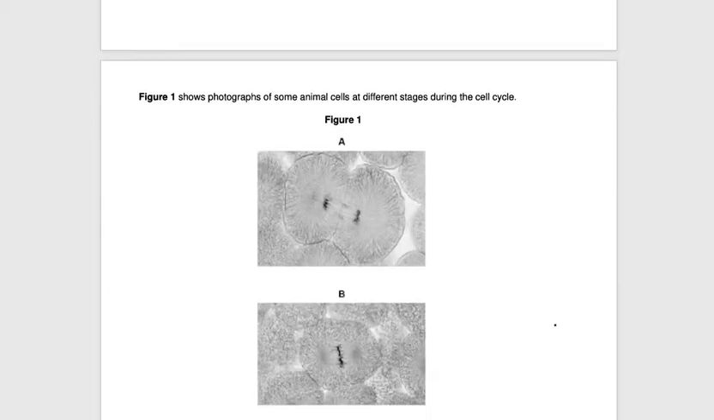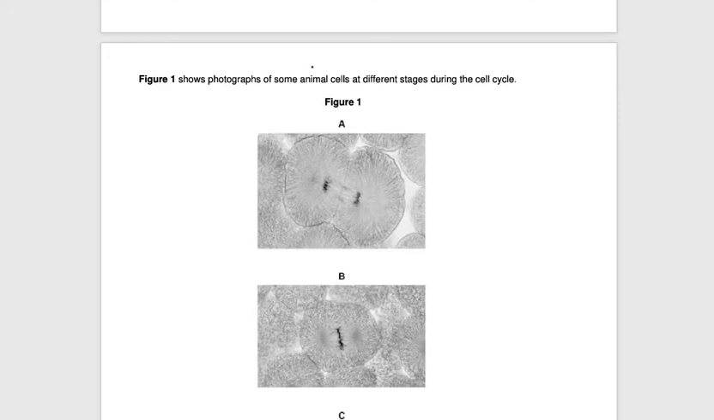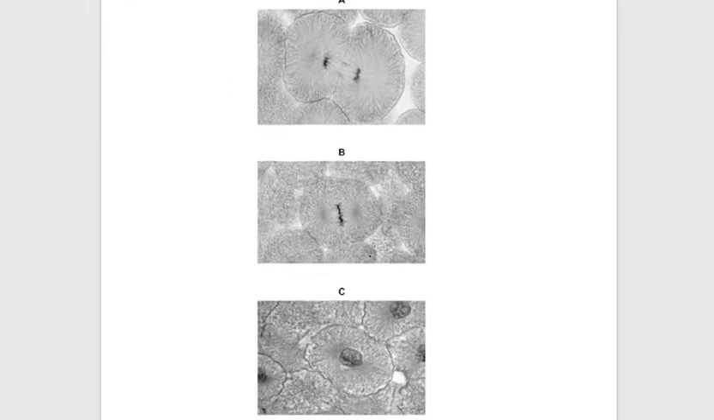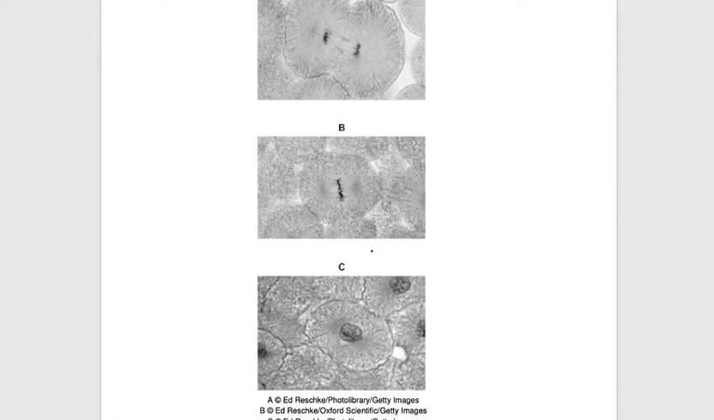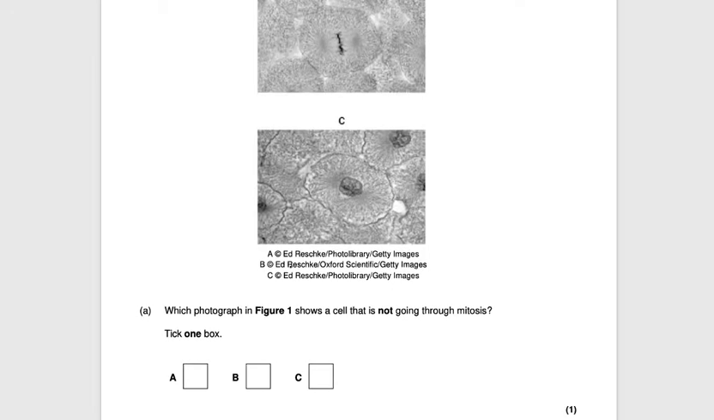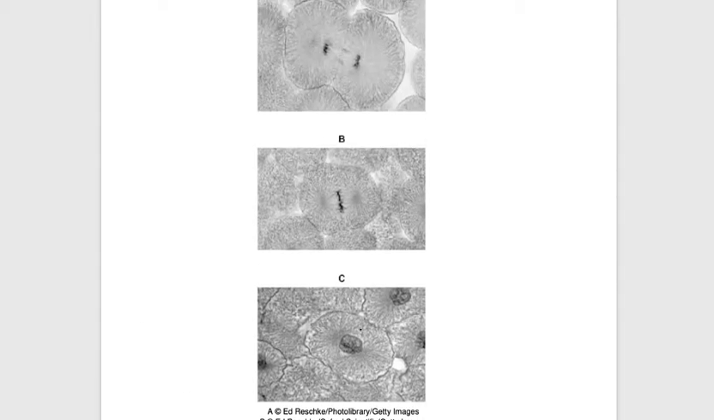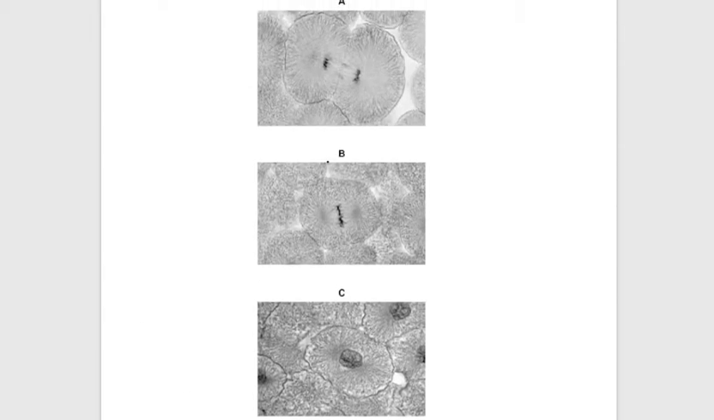Okay, now next question, figure 1 shows photographs of some animal cells at different stages during the cell cycle. So we have figure 1 over here, A, B and C. Now we're going to study A, B and C through the question we are shown now. Which photograph in figure 1 shows a cell that is not going through mitosis? So to answer this question you need to know the key stages of mitosis. In which cell is absolutely nothing happening?